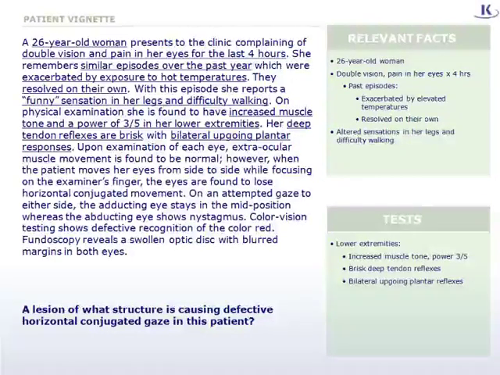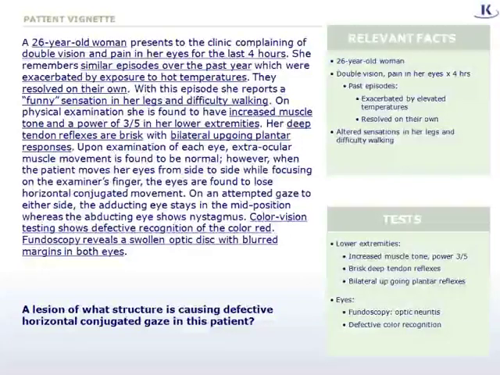These findings are consistent with lesions involving upper motor neurons, which arise in the brain and descend into the spinal cord as the pyramidal tracts. The presence of altered sensations in her legs suggests involvement of the sensory system as well. Fundoscopy shows inflammation of the optic disc, indicative of optic neuritis. This inflammation causes pain and impaired color vision.